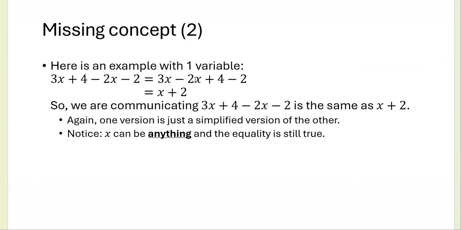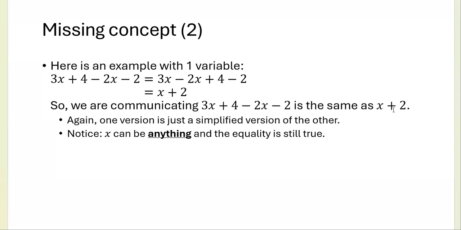3x minus 2x, that is just 1x, so x. And then plus 4 minus 2, that is a plus 2. So we're communicating that 3x plus 4 minus 2x minus 2 is the same as x plus 2, okay? This x plus 2 is just the simplified version of this guy over here. Okay, and in this case, let's notice that x can be anything and the equality is still true. No matter what value of x we plug into 3x plus 4 minus 2x minus 2, we'll always get the same value out when we plug in the same value of x into x plus 2.